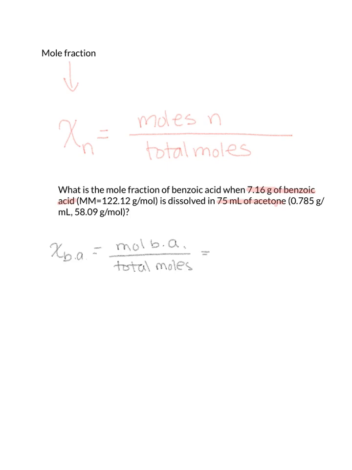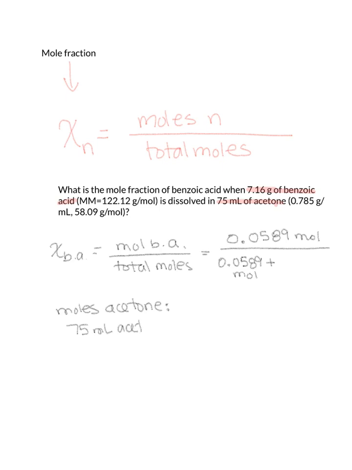Well, we know the moles of benzoic acid. We found that out last slide if you just scroll back a little bit, right? It was 0.0589 moles. And the total moles, right, the 0.0589 are part of that, but I'm going to have to also add the moles of acetone. So I better find the moles of acetone really quickly. And this is where things get slightly trickier, right? Because I have 75 milliliters of acetone.